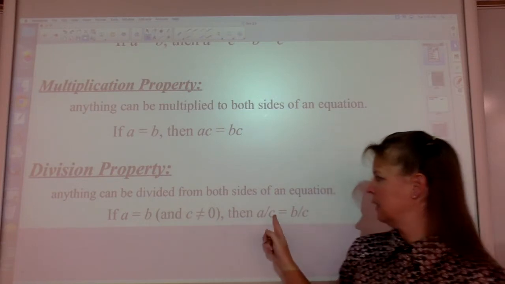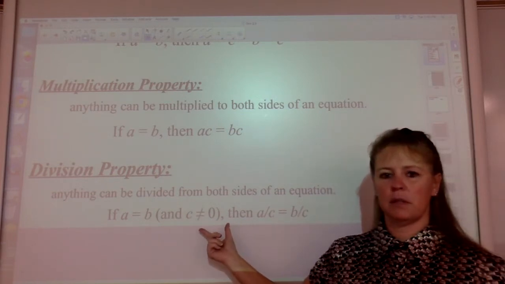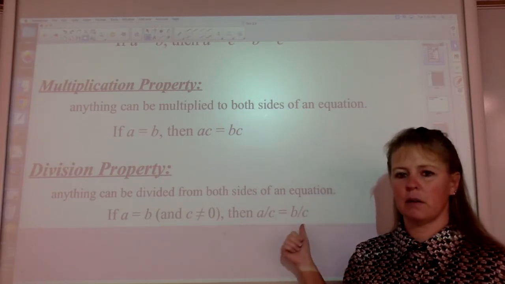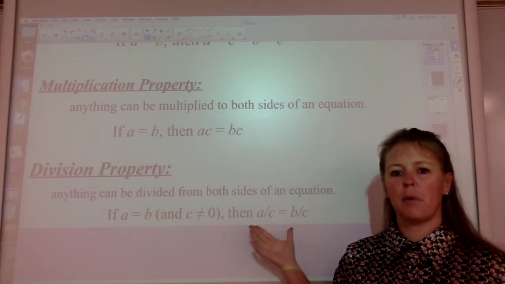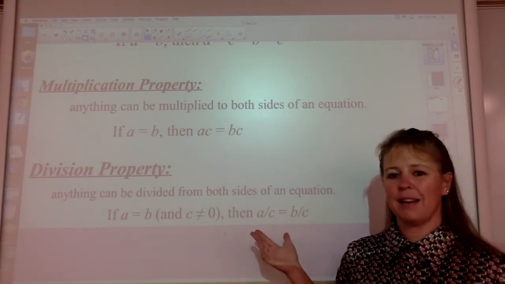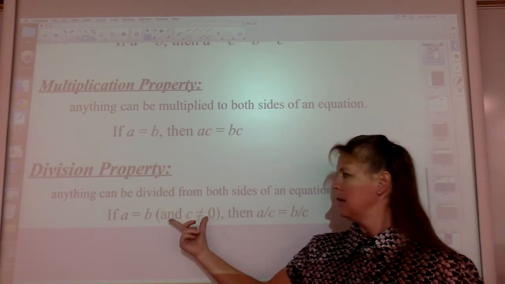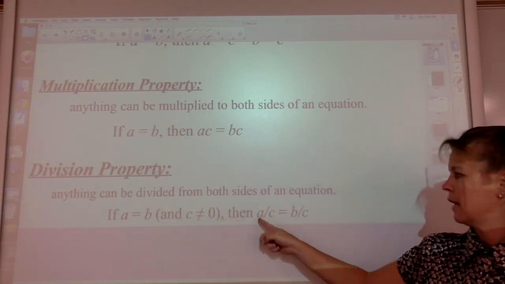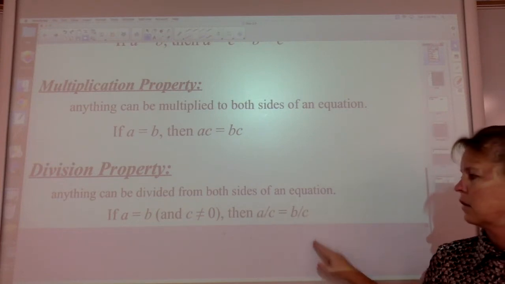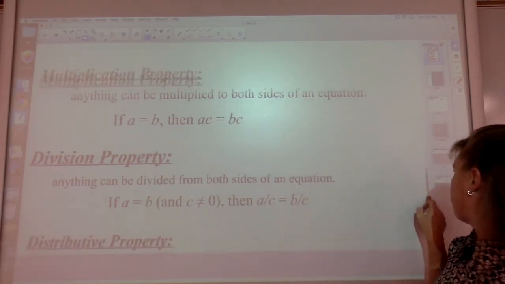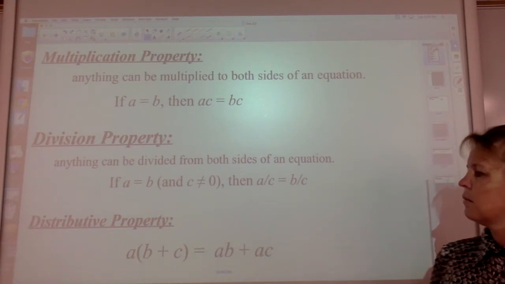Anything can be divided except, of course, 0. You can't take A divided by 0 and B divided by 0. They would both be undefined, which makes them kind of the same, but how can 2 things be the same if they don't exist? So C can't be 0, but otherwise anything you do to A, you would have to also divide on B. The distributive property we should know by now.